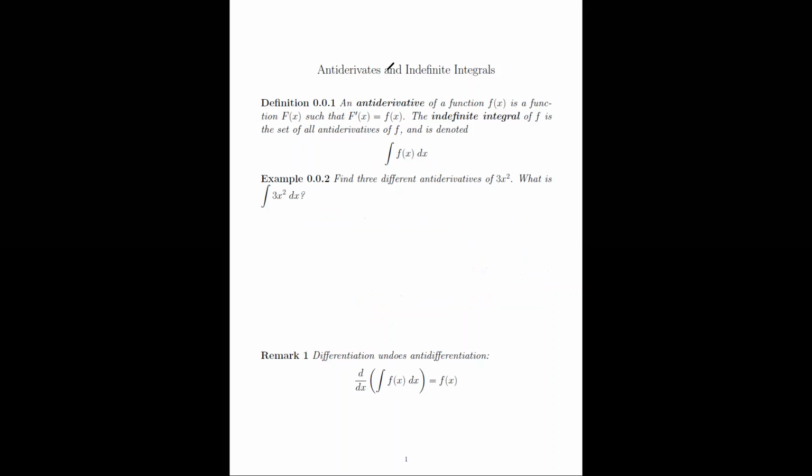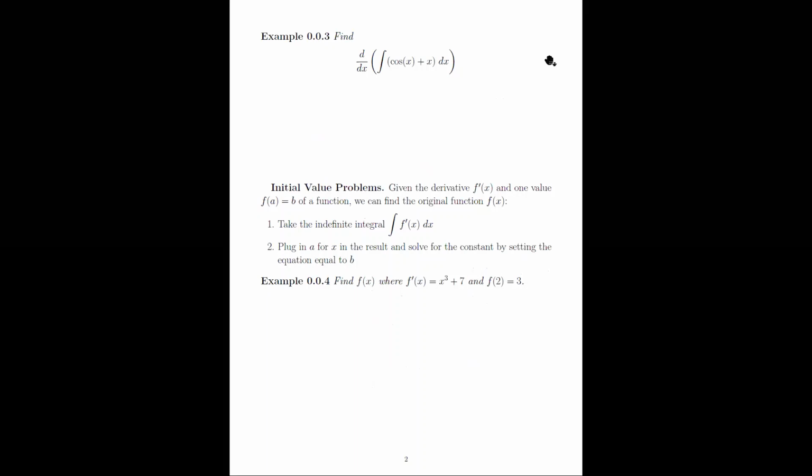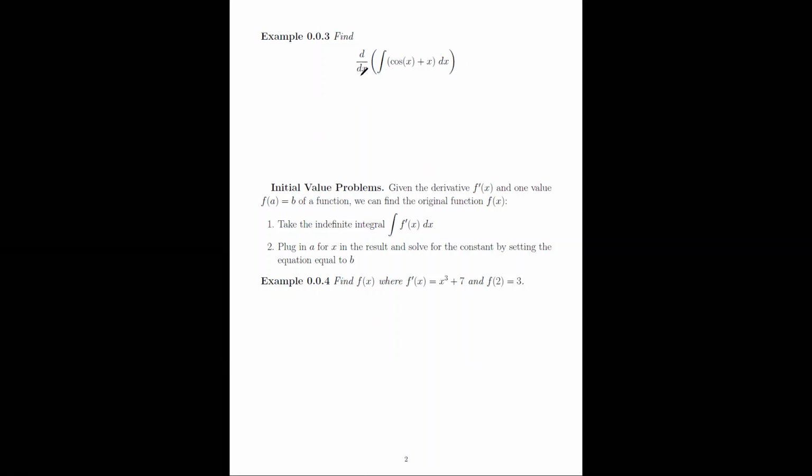Let's take a look at an example of that. So let's say we have the derivative of this integral. What is this answer? Well, we already know from what we just said that the derivative of this integral, these two will undo each other. So we should just get cosine of x plus x. But let's double check and make sure that's actually true.